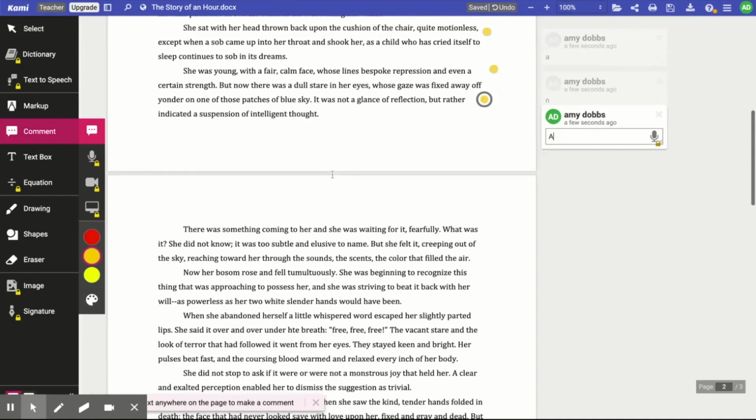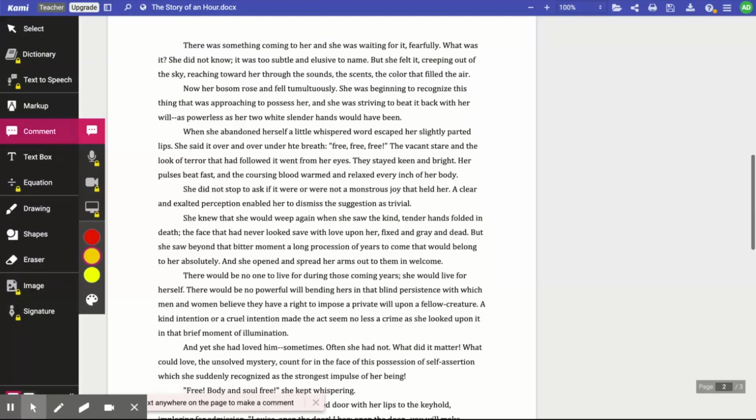The next bit. There was something coming to her, and she was waiting for it fearfully. What was it? She did not know. It was too subtle and elusive to name, but she felt it creeping out of the sky, reaching toward her through the sounds, the scents, the color that fills the air. Now her bosom rose and fell tumultuously. She was beginning to recognize this thing that was approaching to possess her, and she was striving to beat it back with her will, as powerless as her two white, slender hands would have been.